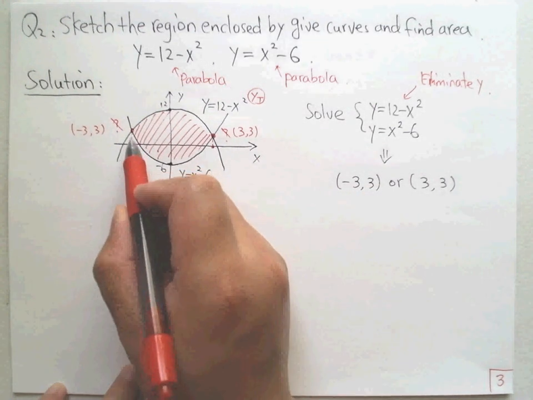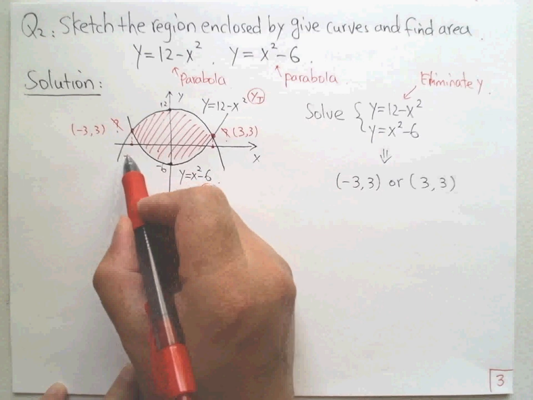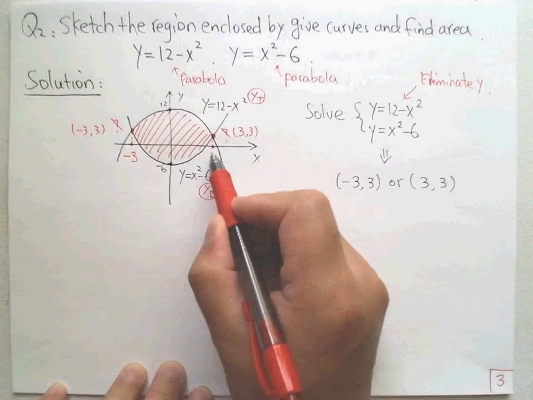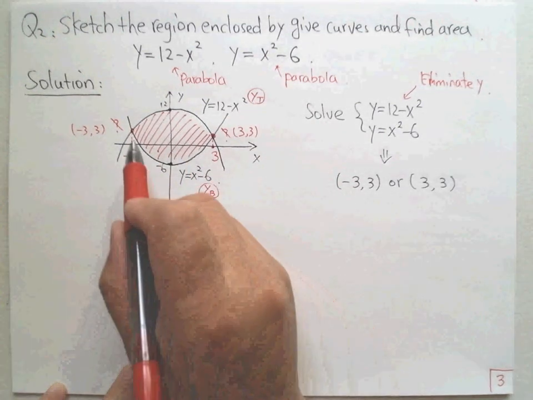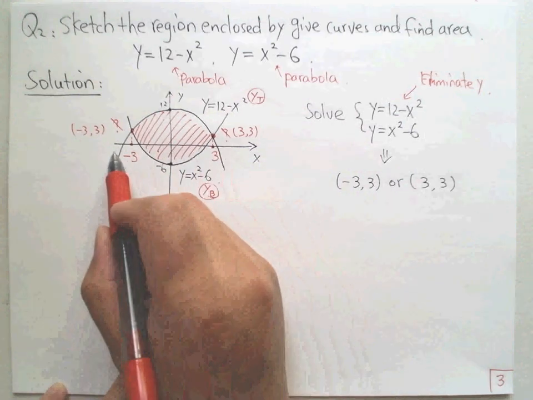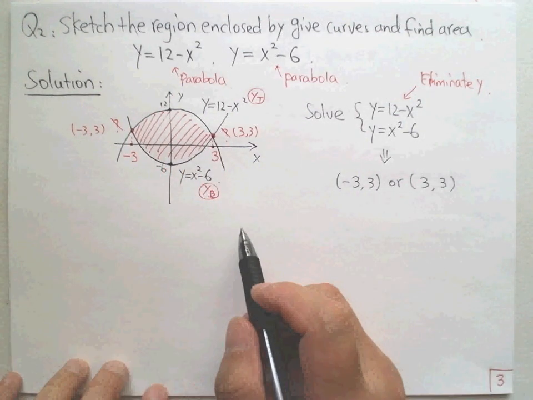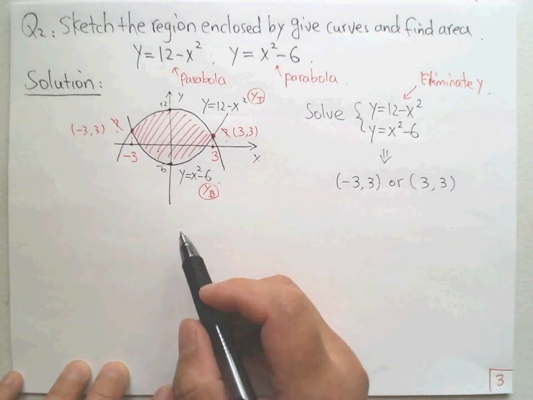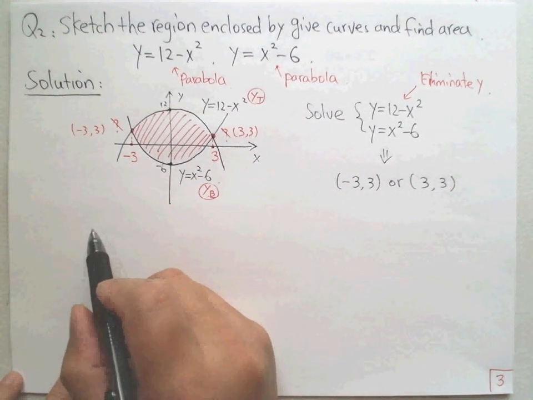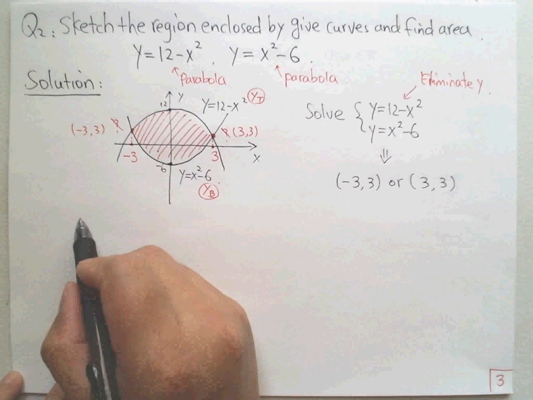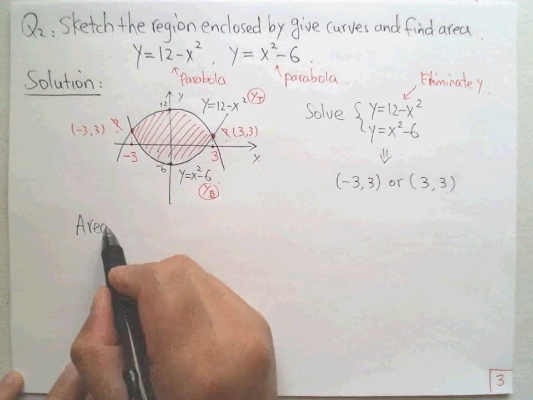So now have we determined A? This is x equals negative 3, right? So now we get this is negative 3 and this is 3. That's good. We determine the integration interval from negative 3 to 3. Now what do we need to do? We just use the formula to find the area, right? So what is the formula? I put the formula here.